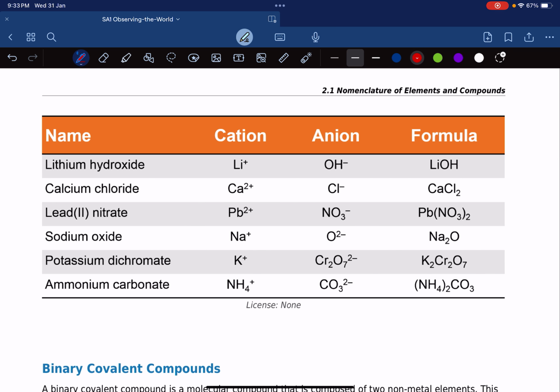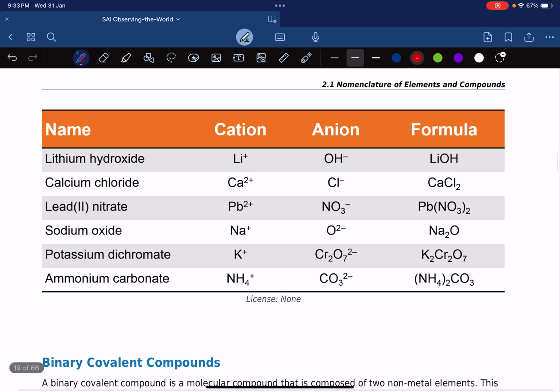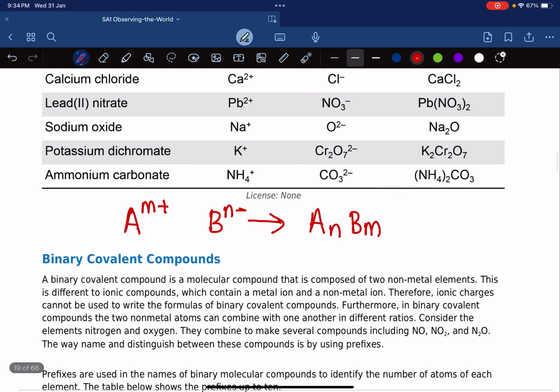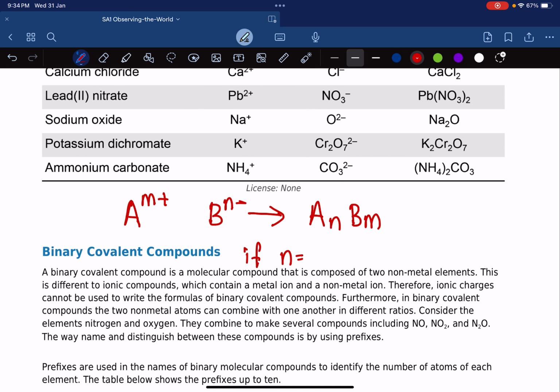If you look over here, lithium hydroxide. So if you know the formula for hydroxide, lithium. Usually when we name ionic compounds, let's say you have a positive ion A^m+, and then you have B^n-. If you remember from high school, it becomes A_nB_m. If n equals m, then it is just AB. So if n equals m, then it's just AB. That's what it means here.